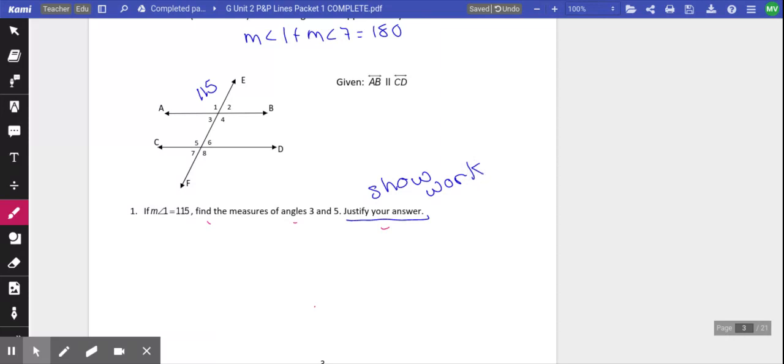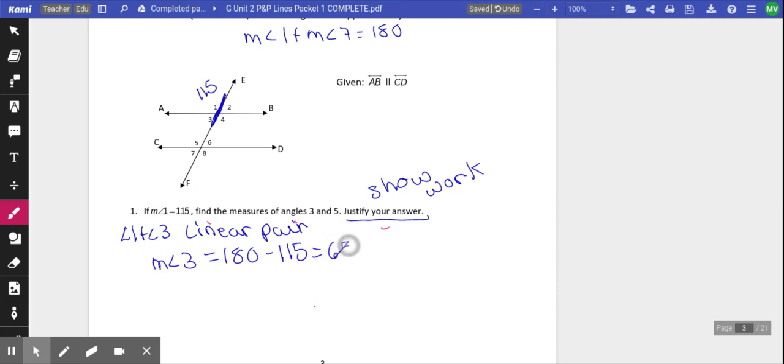So if I look at my diagram, 1 and 3 make a straight line. They're what we call the linear pair. So angle 1 and angle 3 are a linear pair. That means they add to be 180. So to find the measure of angle 3, I do 180 minus 115, which is 65.